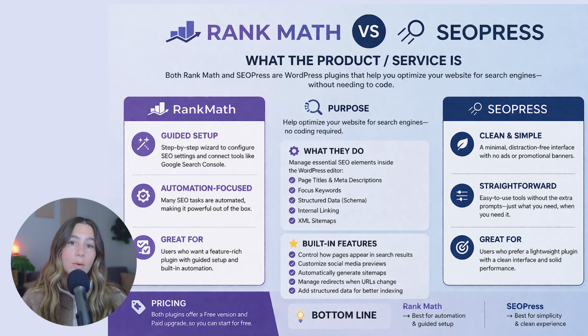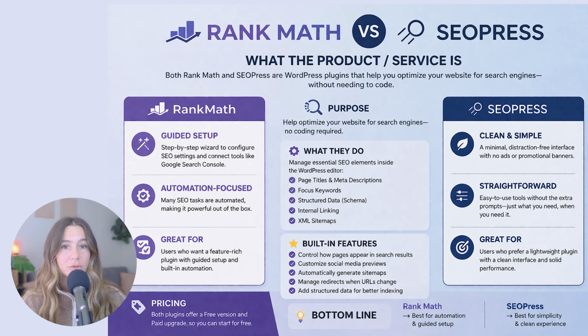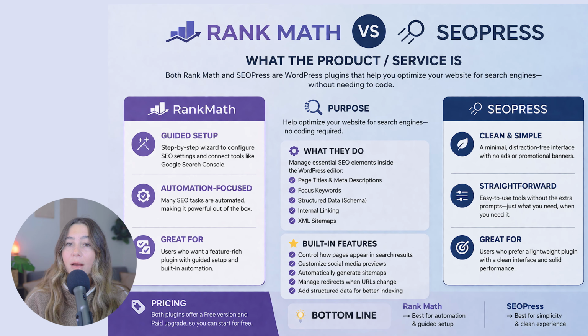Rank Math focuses heavily on guided setup and built-in automation. When you install it, it walks you through a step-by-step configuration process that connects your site to tools like Google Search Console and sets up basic SEO settings automatically. Now, SEOPress takes a different approach. The interface is simpler and quieter with fewer prompts and no promotional banners inside the dashboard. It focuses on giving you the tools without adding extra distractions. Both plugins offer a free version and a paid upgrade, which means you can start using either one without paying upfront, which we will get into the pricing later on in the video.